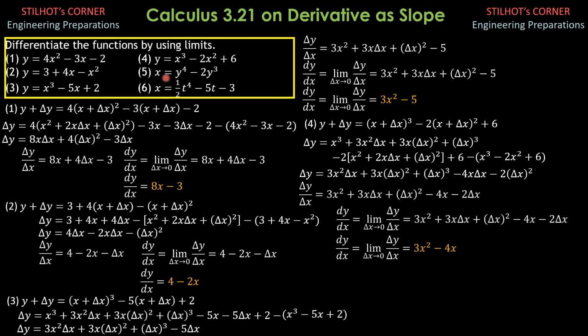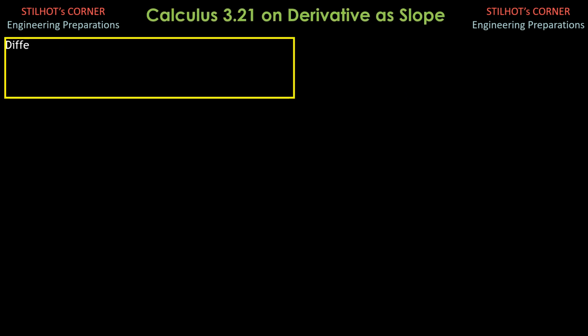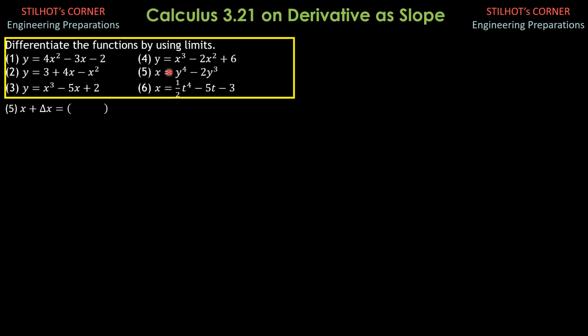So let's have number 5 and number 6 on the next slides. So number 5, x plus delta x equals quantity y plus delta y to the fourth minus 2 times quantity y plus delta y cubed. So the expansion of y plus delta y to the fourth is y to the fourth, plus 4 times y cubed delta y, plus 6 times y squared delta y squared, plus 4 times y delta y cubed plus delta y to the fourth.